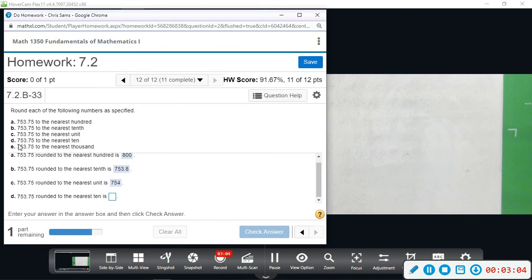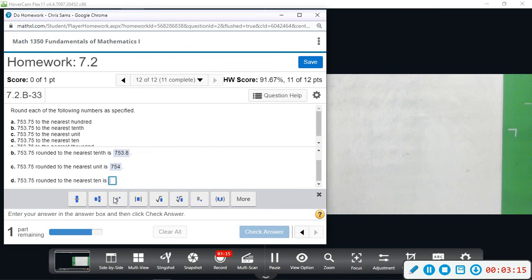D, we want to round to the nearest 10. So this 5, the number in front of it is a 3. It's not big enough to round it up, so we're going to leave it at 750. And everything else goes to 0. 750.